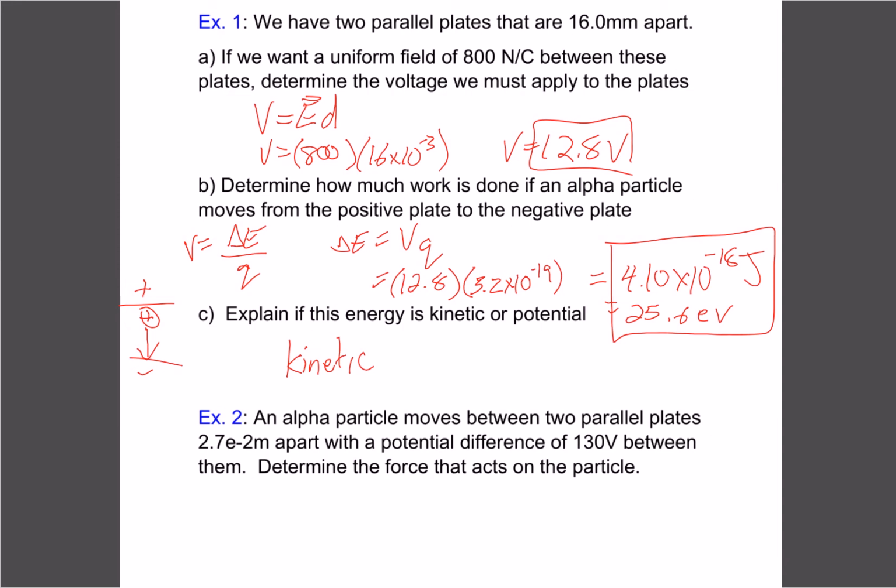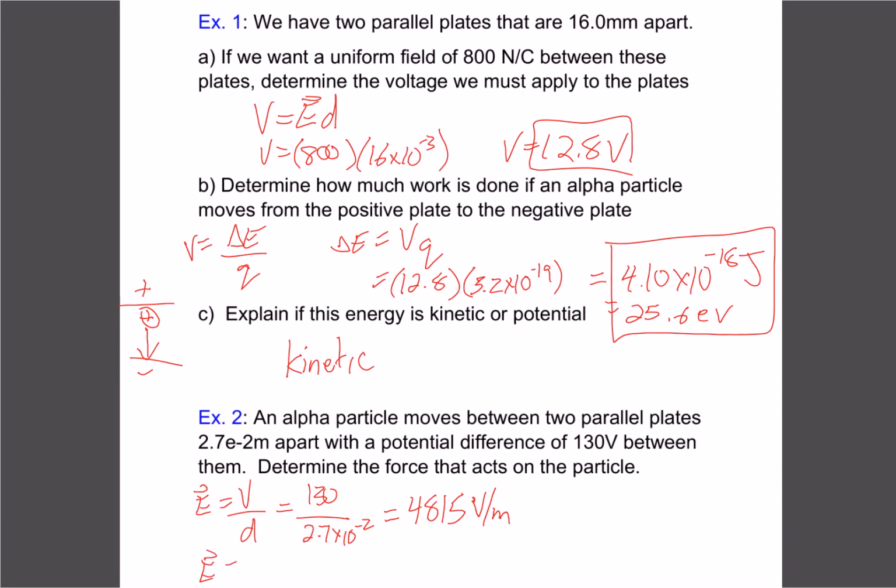One more example. This one says we have an alpha particle moving between two parallel plates, and they give you the potential difference. They give us our voltage. The question is, what is our force? So same type of thing. We're going to use our two formulas again. We're going to use electric field is voltage over distance first. So you'd have 130 volts over 2.7 to the negative 2. And that gives us an electric field of 4815 volts per meter, or newtons per coulomb, however we want to write it.